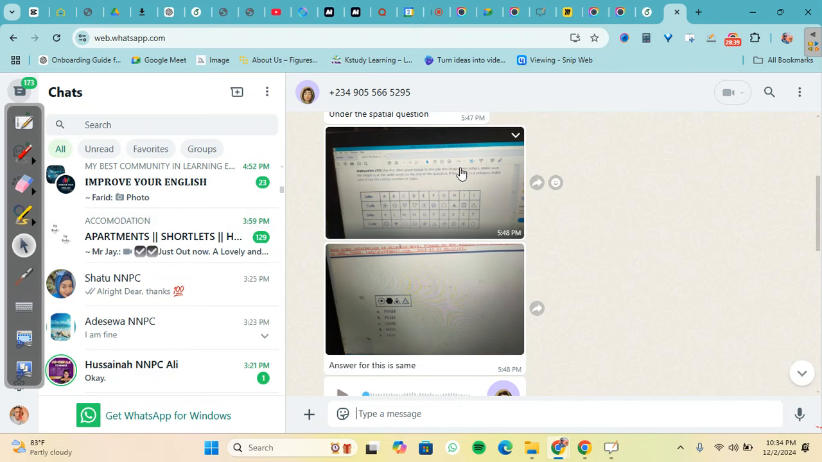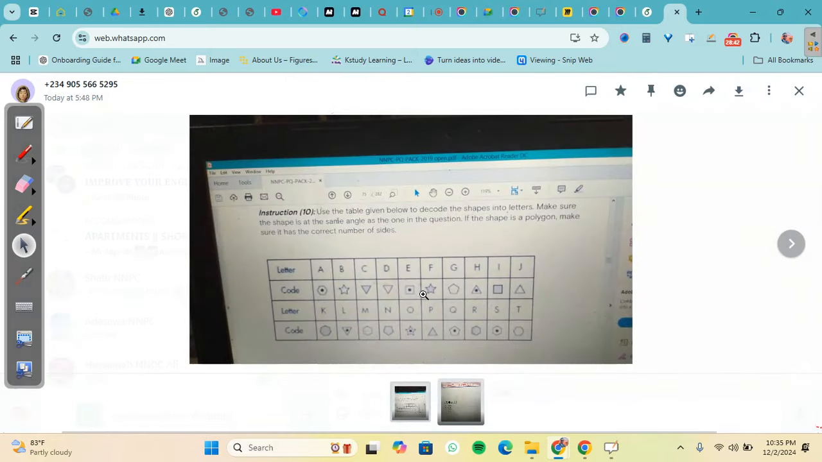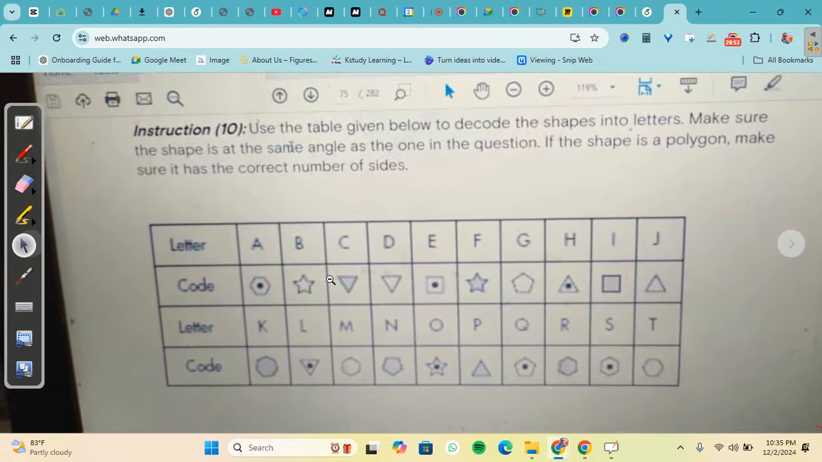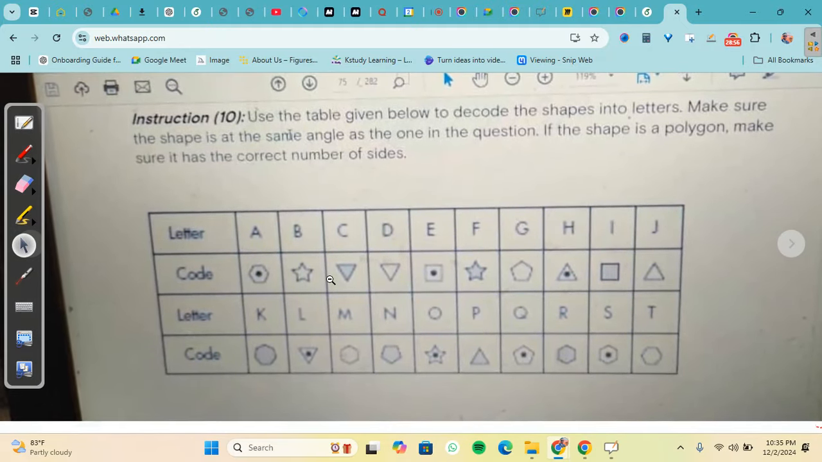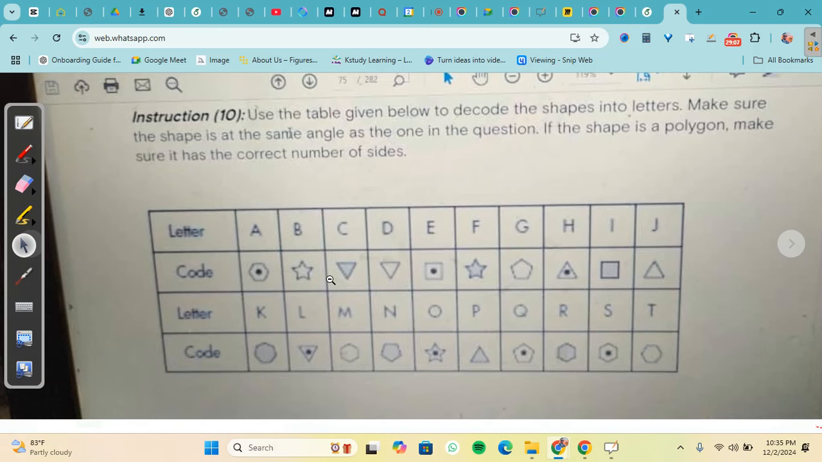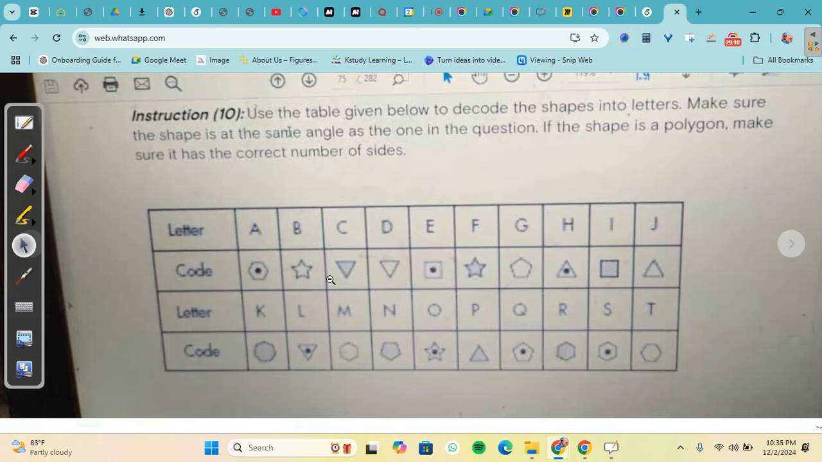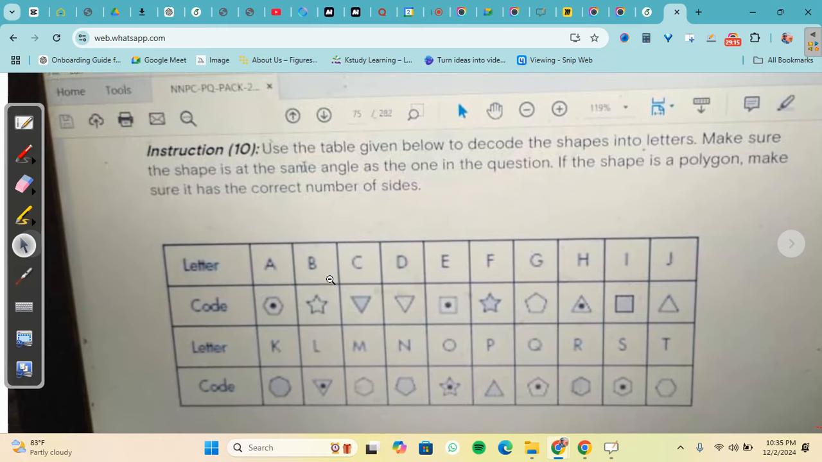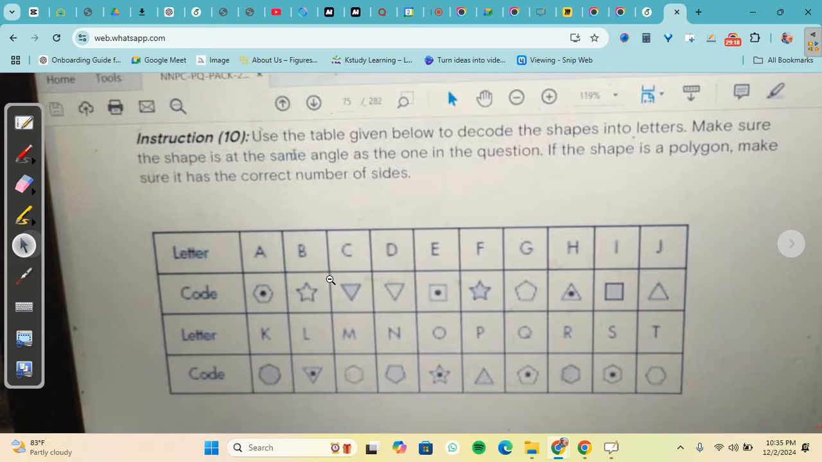Okay, I can't zoom. But guys, look at this. Let's just understand this clearly. Letter A. Use the table given below to decode the shape into letters. Make sure the shape is at the same angle as the one in the question. If the shape is a polygon, make sure that it has the correct number of sides. Now, trivially speaking, this is letter A, and this is the code for letter A.